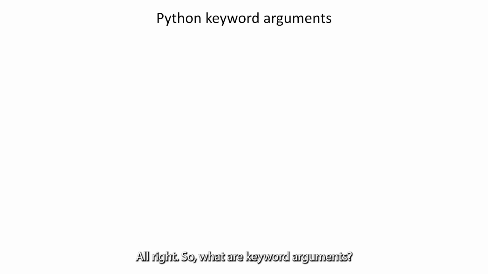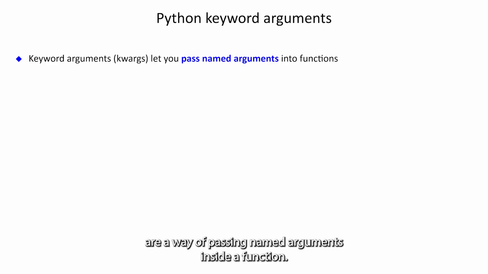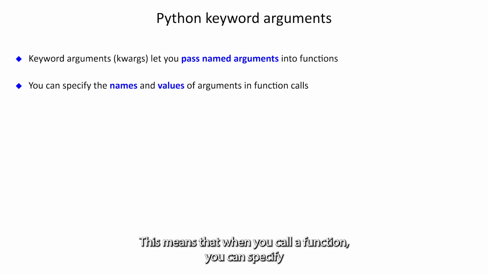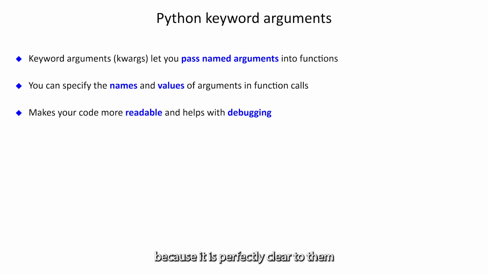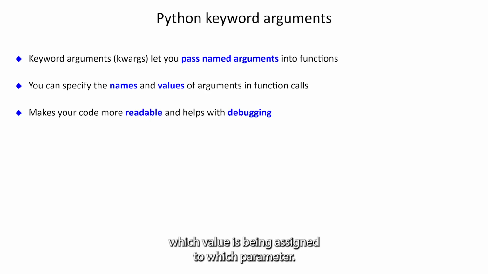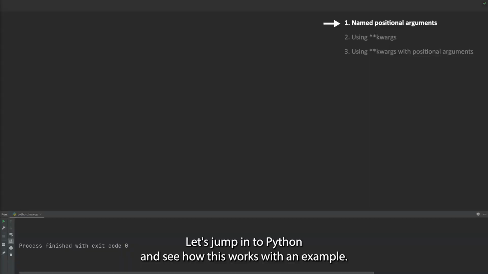Alright, so what are keyword arguments? Keyword arguments, or kwargs for short, are a way of passing named arguments inside a function. This means that when you call a function, you can specify the name of the parameter and the value that you want to assign to it. Doing this can make your code much more readable for others because it is perfectly clear to them which value is being assigned to which parameter. Let's jump into Python and see how this works with an example.